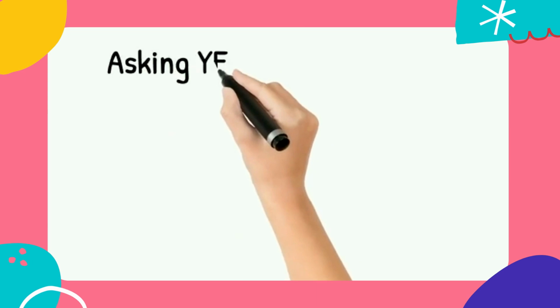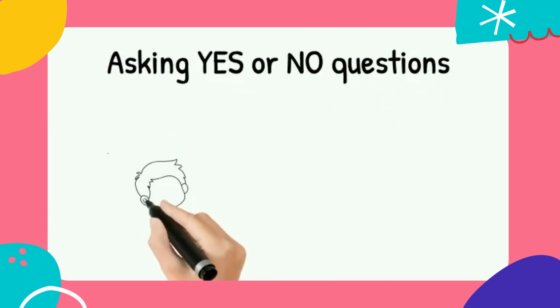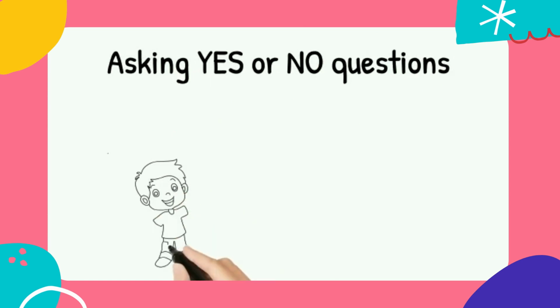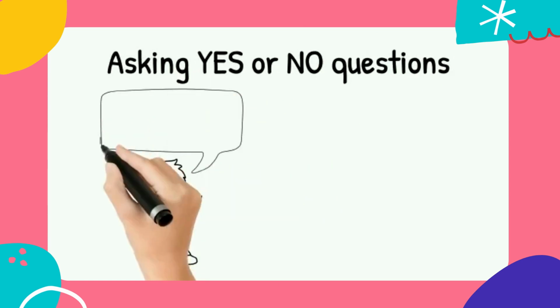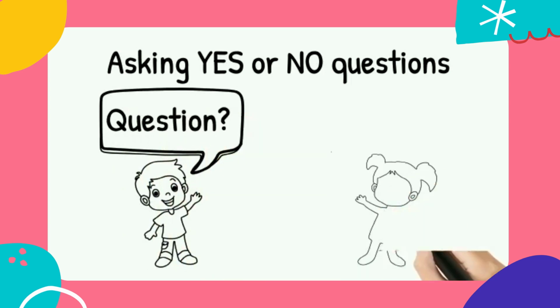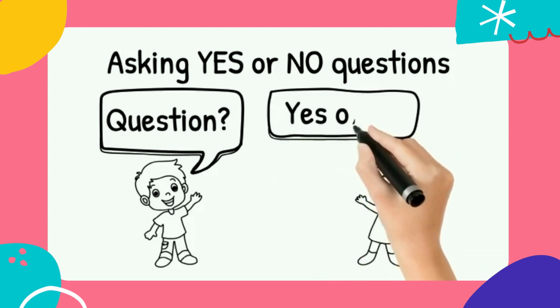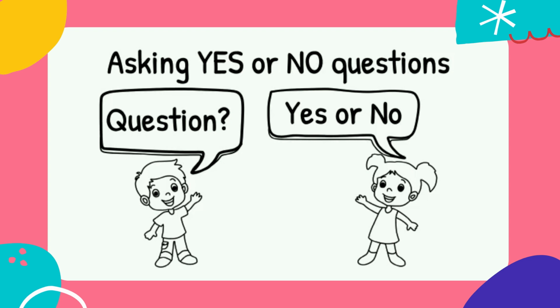Okay, let's move to asking yes or no question. Remember, when you want to ask question, you must have two people. One who is questioning and the second person who is going to answer yes or no. In this topic, we are going to learn how to probe a yes or no question. Please remember that we need two people to ask and answer the questions.